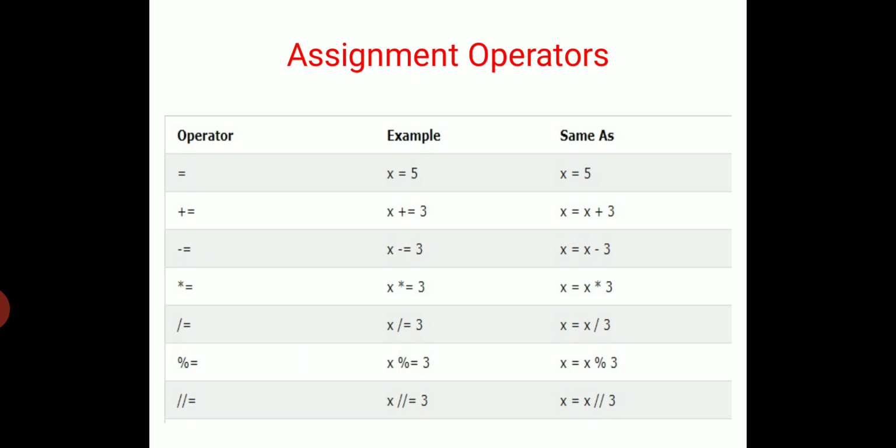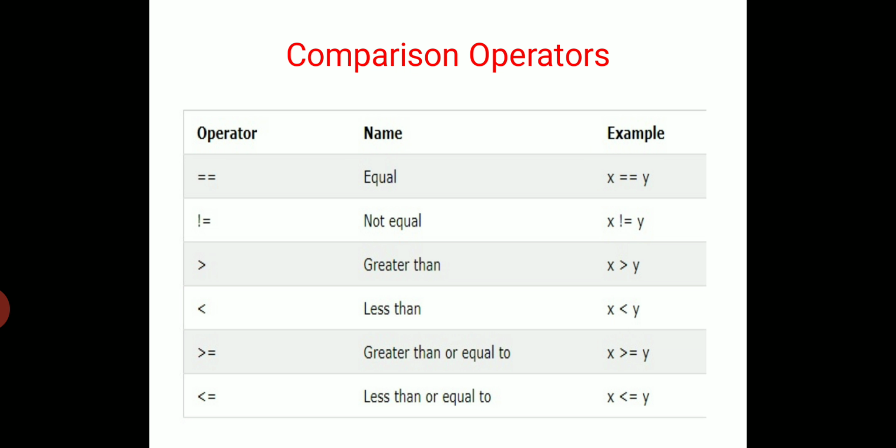And now we can use the increment operator. So we can write x plus equals, it should be written like x equals x plus 3. For subtraction, or we can say the decrement operator, we can write x minus equals 3, which is equal to x equals x minus 3. Then star equals, so it should be like x equals x star 3, division equals x divided by 3, modulus equals x mod 3, and then floor division x floor 3. These are the assignment operators.